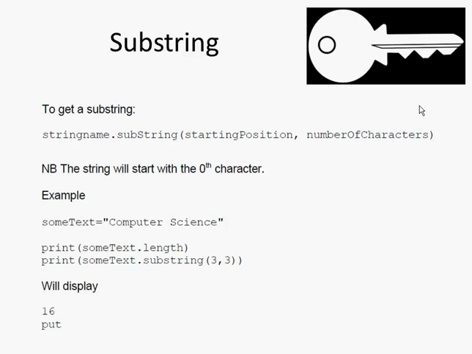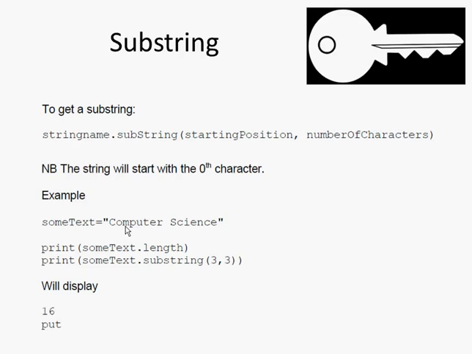There's an example in the pseudocode guide. It says that we need to note that the string will start with the 0 character. So let's have a look at this example. We've got a variable called sumText, which has been set to equal the text of computer science, and then it's going to print out the length value for sumText. So we can see it will display 16. Computer science has 16 characters including the space, and it's also going to print out the substring of sumText with the parameters 3, 3, meaning it starts at position 3 and will go on for 3 characters.